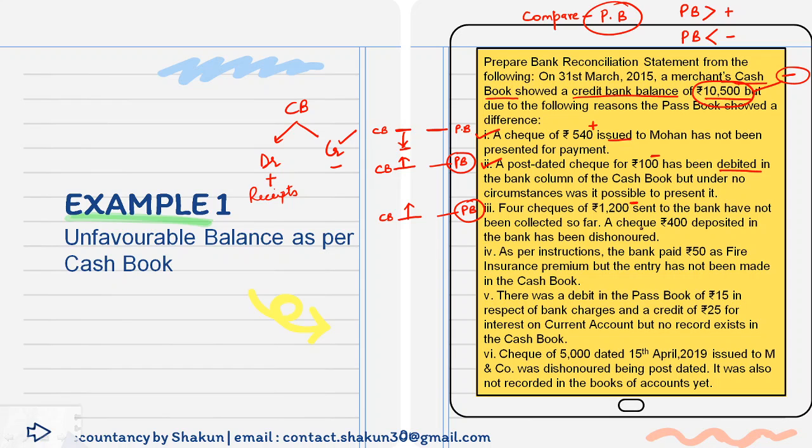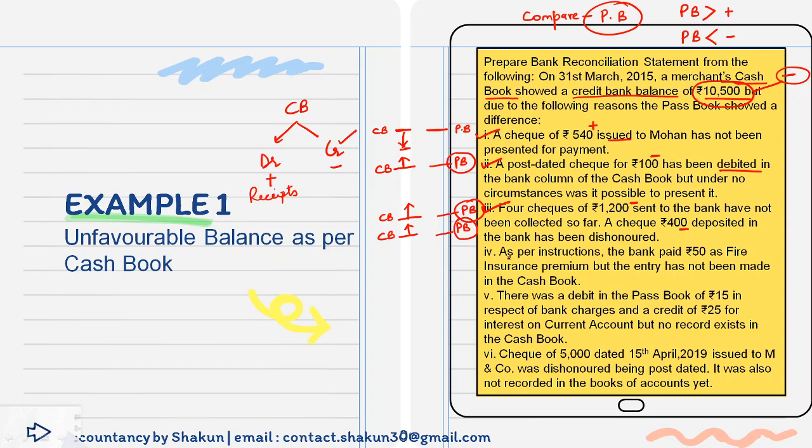In the same transaction, we have another one here. A check of 400 deposited in the bank has been dishonored. This also means the same. Since we deposited the check into bank, our cash book increased. But the same check got dishonored. So passbook obviously remains at the same level. Passbook could not increase because the check has been dishonored because of some reason. So again, the passbook is lesser. So we are going to subtract this 400 also. So third transaction also done.